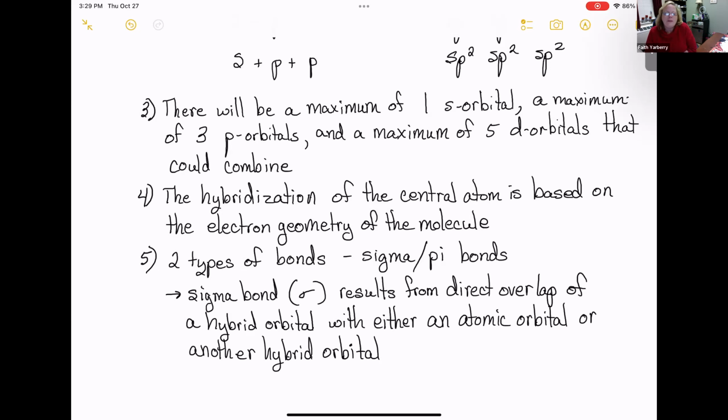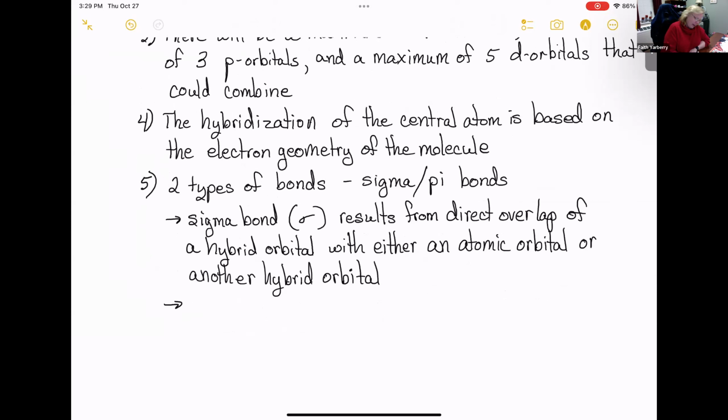If you're talking about the central atom interacting with an external atom, the overlap will be between a hybrid orbital and an atomic orbital. But if you're talking about the bond between 2 central atoms, then the overlap will be between a hybrid orbital and another hybrid orbital. So it basically depends upon whether we're talking about an external atom, in which case we'll use the atomic orbital, or whether we're talking about another central atom, in which case we use the hybrid orbital.